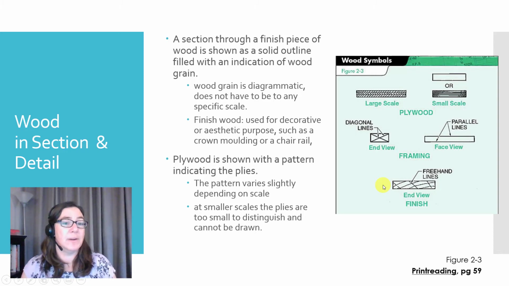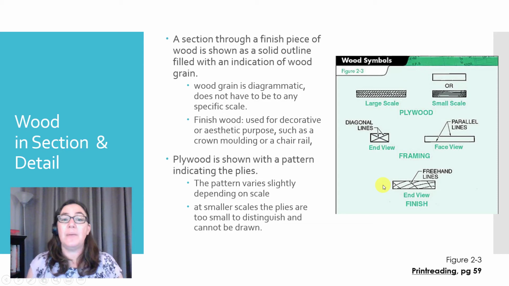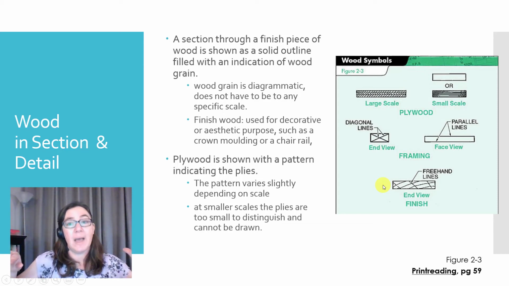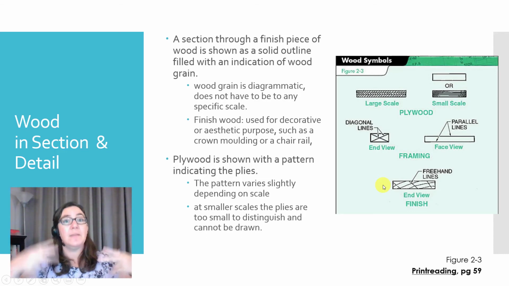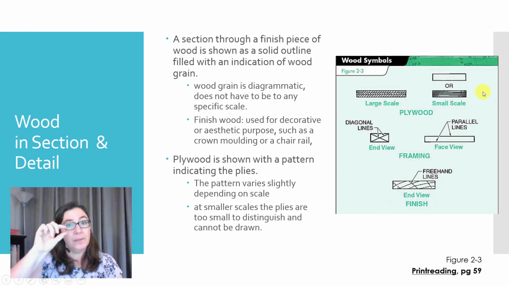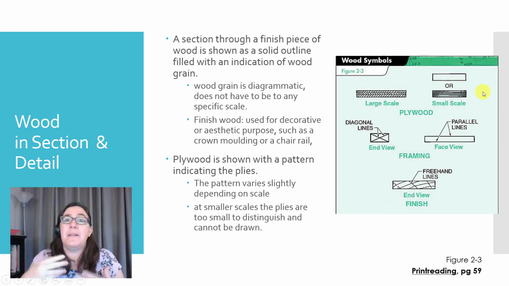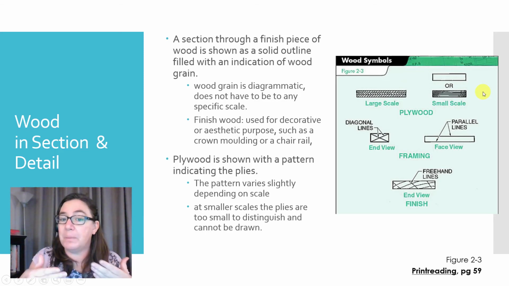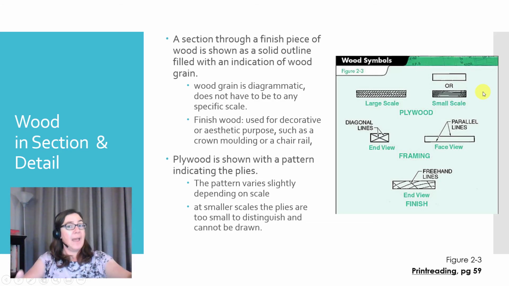One more type of wood I want to talk about, and that's plywood. Plywood is going to be shown as, because it's a sheet product, when you cut through it, it's long and thin. And then there is a pattern indicating the plies. Take a look at it right here. And it actually varies depending on scale. So you would draw the thickness of the plywood to scale, and it depends if you're zoomed way in. You can actually very accurately draw those plies. If you are zoomed further out, you really can't. So it depends.